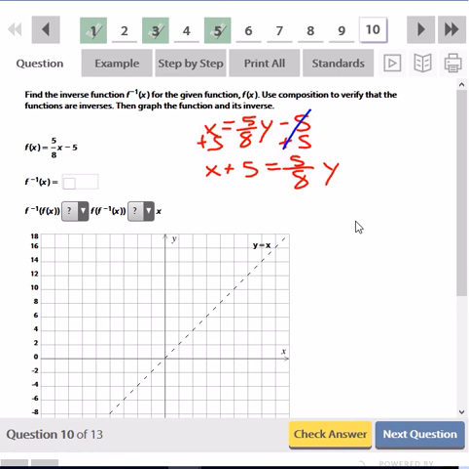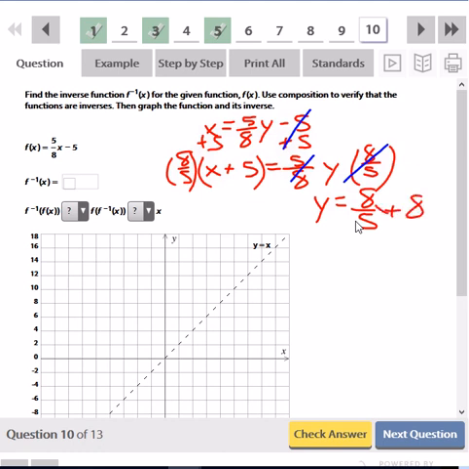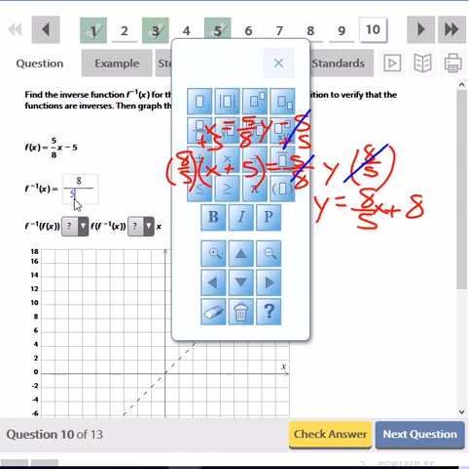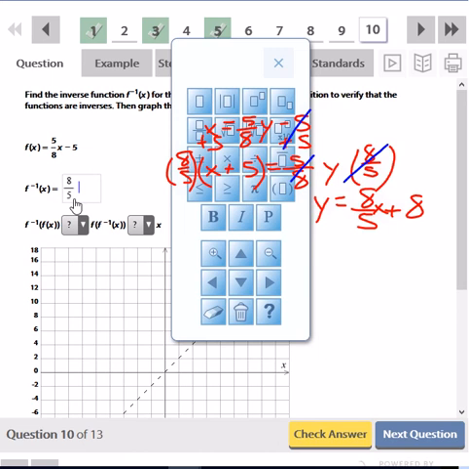Now the way you cancel out by multiplying by a fraction is to multiply by the reciprocal. So times 8 over 5, times 8 over 5. So y equals 8 over 5 x. The 5's cancel, so you get plus 8. So that's what I'll write in. 8 over 5 x plus 8.